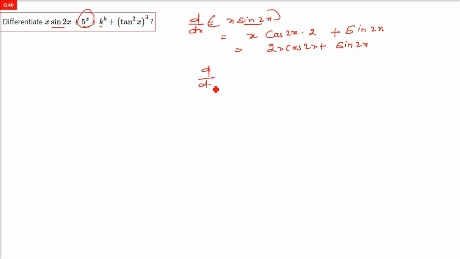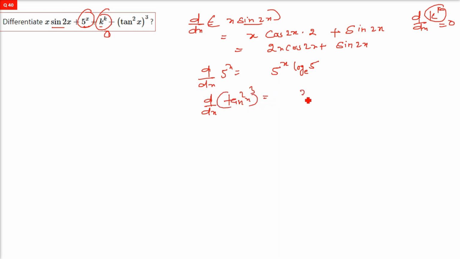What is the differentiation of 5 to the power x? It is going to be a to the power x log base e of a. So 5 to the power x log base e 5. What about k to the power k? Because it is a constant, d by dx of k to the power k is going to be 0. I am not writing it, but it will be 0. So it won't affect.